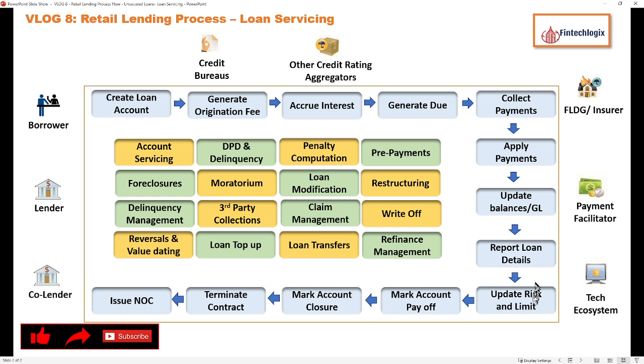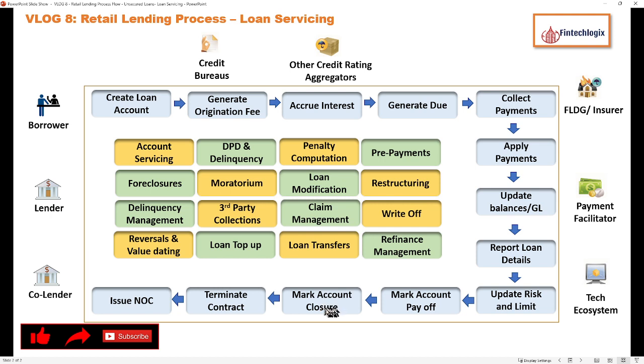Simultaneously, we also update the risk and limit of that particular loan account, and also for the loan portfolio. So if a certain principal amount is paid in the form of the first due, that also increases the customer's limit. I'm just giving an example. In that way, we update the risk and limit. Now, this payment process goes on continuously. And once all the installments are paid, that means all interest, all principal, all fees are paid, we can mark the account as paid off.